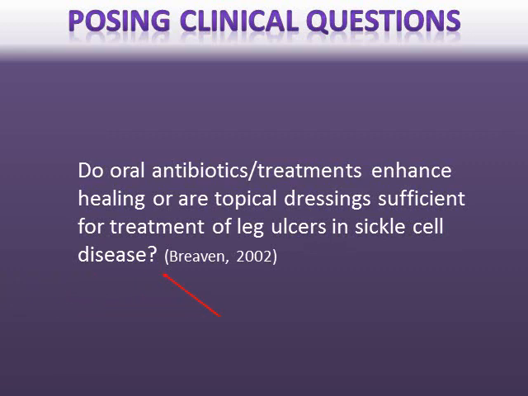All right. So the population, in this case, would be people who have sickle cell disease. So those are the people that we're looking at for this particular question. Now, there's actually two different interventions in the context of this question. One is oral antibiotics or treatments, and the other is topical dressings. All right, and now that sets us up for the next question, which is what is the comparison? Well, the comparison is between the two different interventions.